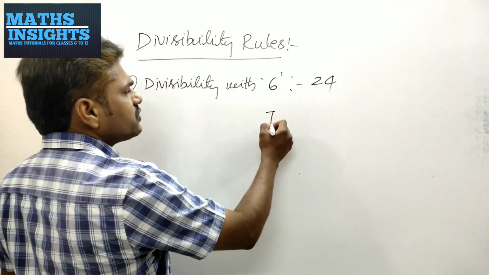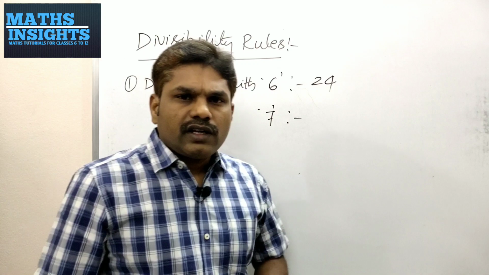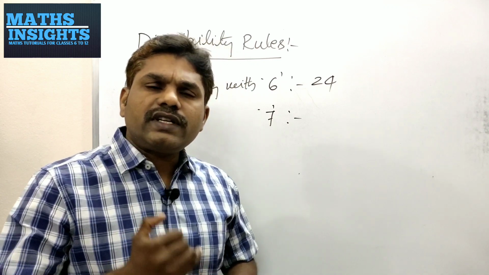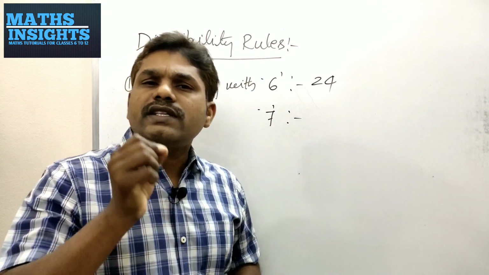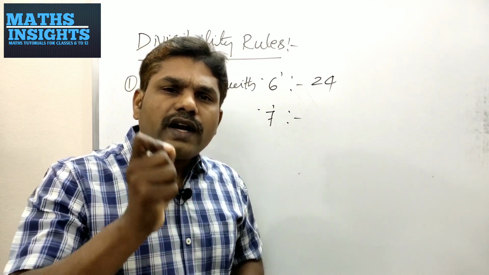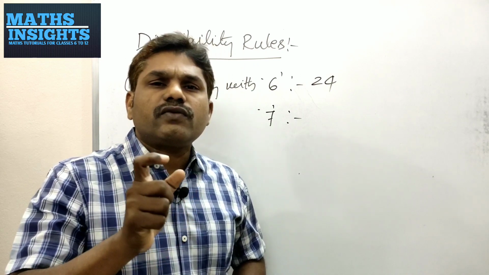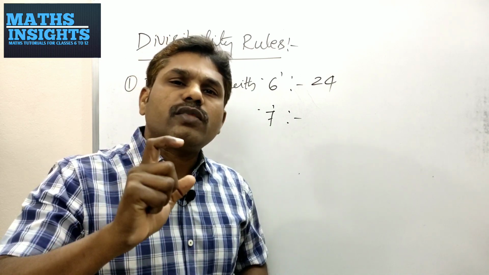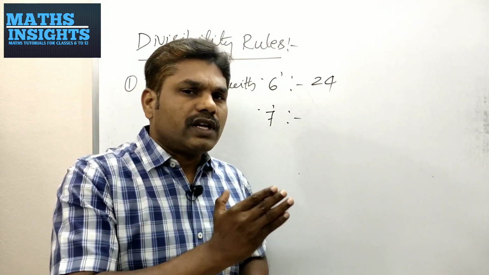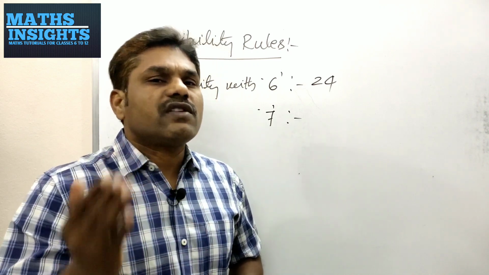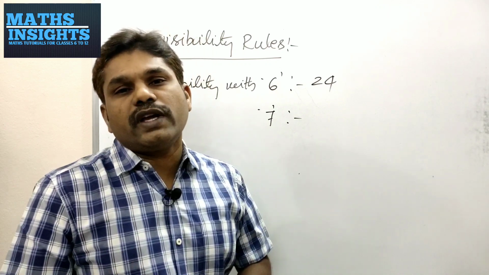Next, coming to 7. This is one of the different divisibility tests. If you want to check whether it is divisible by 7, you have to take the digit in the units place and double it. So if the difference of twice the number in the units place and the remaining number is a multiple of 7 or 0, then that will be divisible by 7.